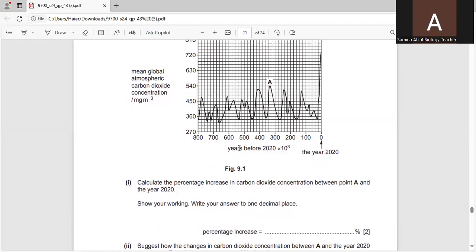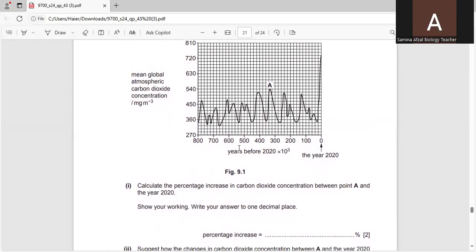Here you can see the percentage increase in carbon dioxide concentration. First of all, the highest concentration is here; this line will show the highest concentration. After it is about 738. So after 730, a little bit less than 40.